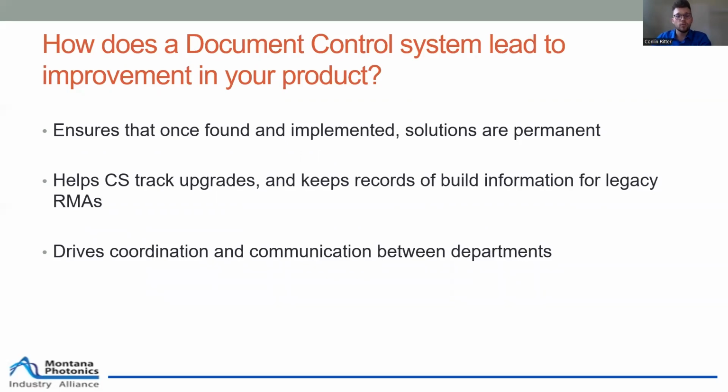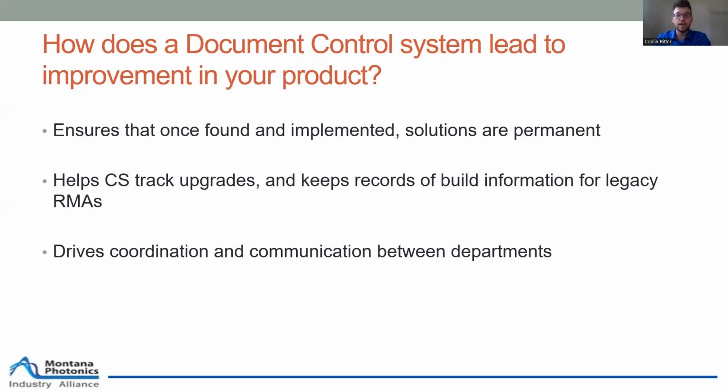I recommend reviewing your ECNs on a weekly basis. Get all your department heads together in a room and go through the changes. That way, you may be able to identify, well, this change is a manufacturing improvement for production, but it actually makes our product more difficult to service and it may not be worthwhile.